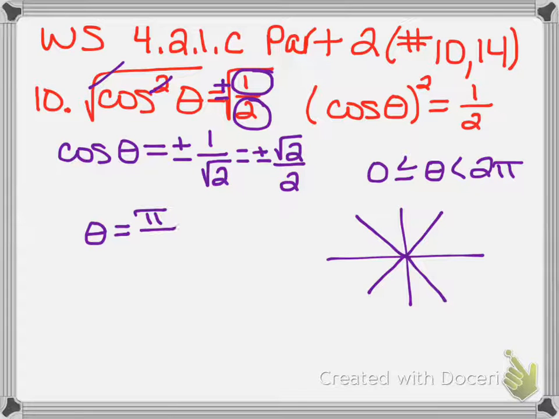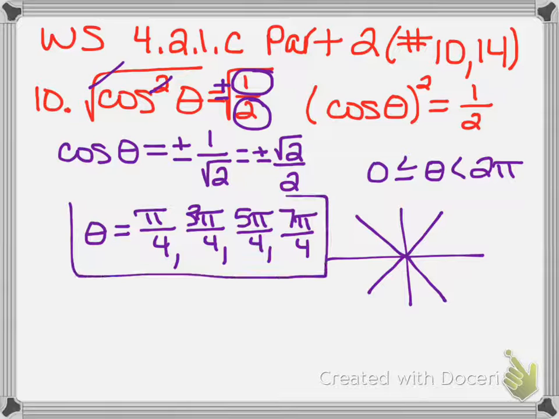So pi fourths is the first angle that has one of those cosine values. 3 pi fourths, 5 pi fourths, or 7 pi fourths. And so those are the 4 answers to number 10. Okay. Number 14 is the next one.